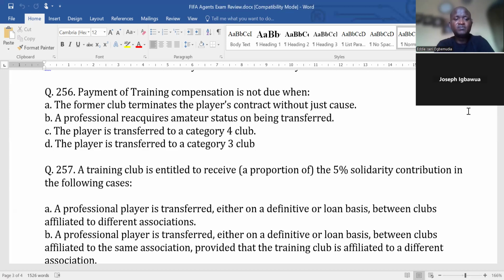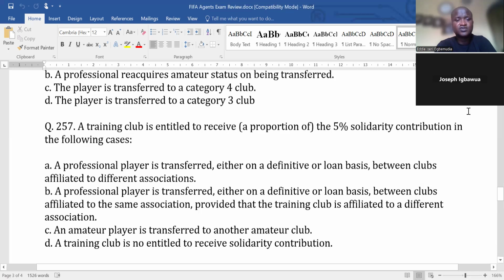Then the B part, a professional reacquires amateur status. As I shared before, if a professional reacquires amateur status, there will be no training compensation. And also, if the player joined a category four club, there will be no training compensation. So if a player who was professional before now moves to join a category four club, then automatically there will be no training compensation due to any of his former clubs. So the correct answer for 256 is the former club terminates his contract, a professional reacquires amateur status, and also the player is transferred to a category four club.